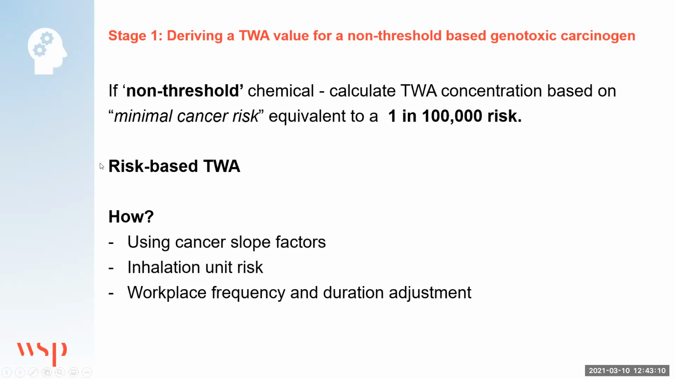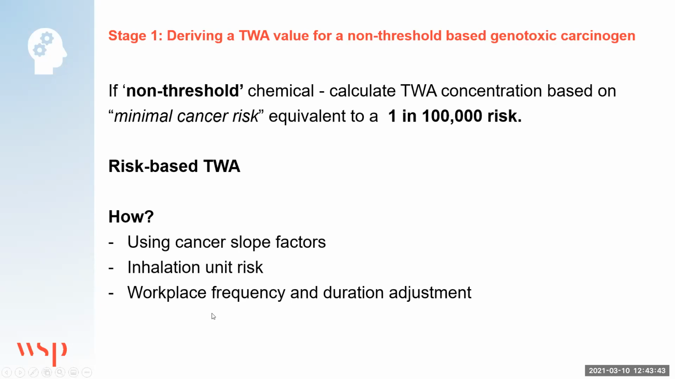So I mentioned before there were health-based and risk-based TWAs or WES. This is risk-based because we're basing it on a risk value, not a definite threshold health outcome. This is risk-based, even though there is an adverse health outcome in cancer. So how did we do this? We were using either cancer slope factors or inhalation unit risk factors, which are similar, and we source them from the US EPA.